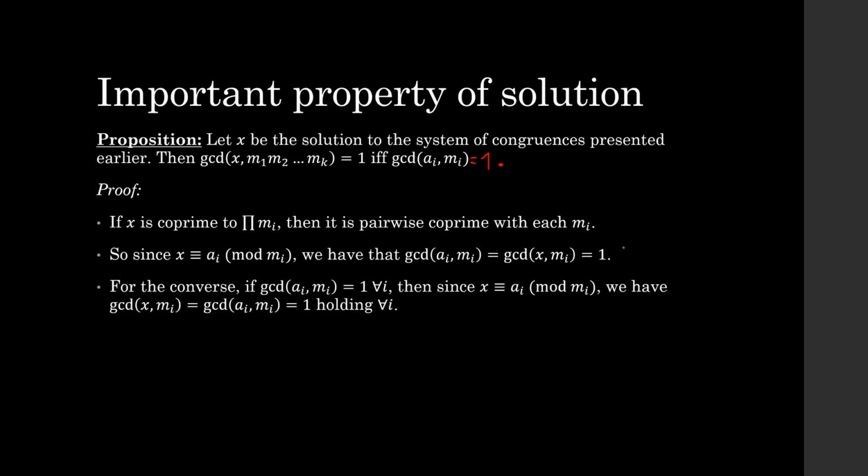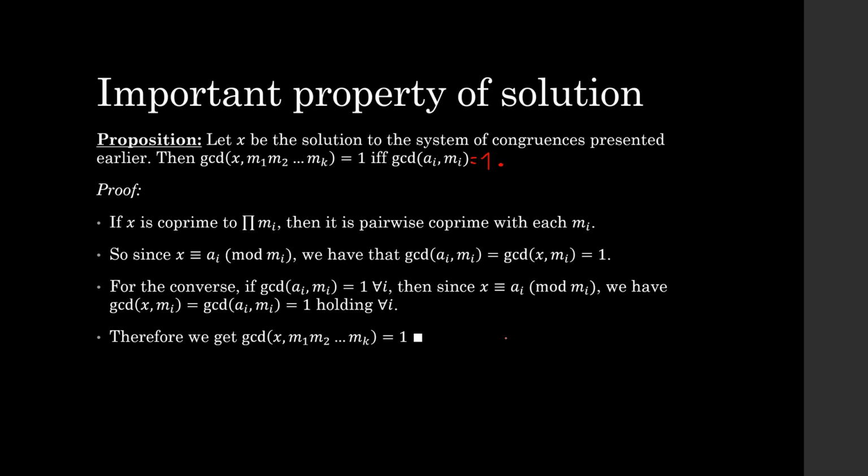And so for the converse, let's assume the greatest common divisor of ai and mi is equal to 1 for all i. Well then, since x is congruent to ai mod mi, we're going to have the greatest common divisor of x and mi is equal to the greatest common divisor of ai and mi, which is equal to 1, holding for all i. So that works as well. So it's the same as this equality, we've just done it the other way around.